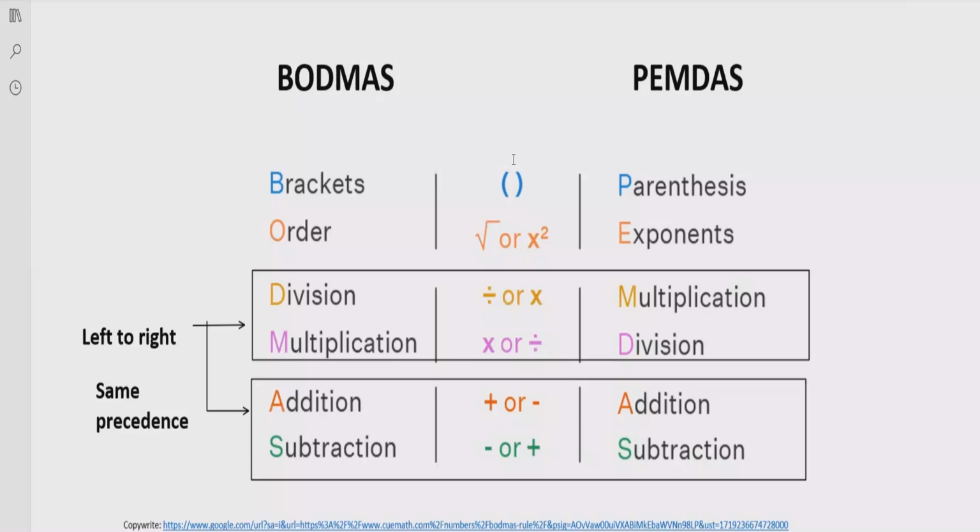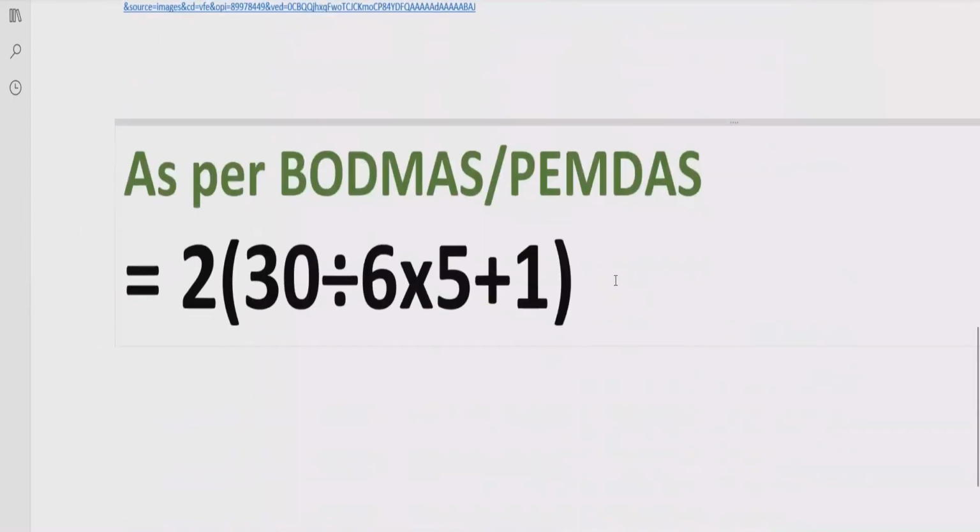Step number 3 is you have to solve division and multiplication. Both have similar precedence, so you can solve any of them which is coming first if you are going left to right. Similarly, for addition and subtraction, we have same rule. We can solve addition first if it is coming first, and we can solve subtraction first if it is coming first. Now, move forward to solve the given expression.